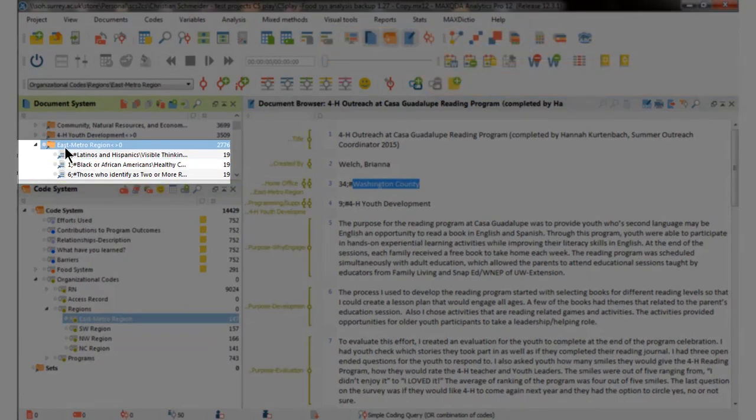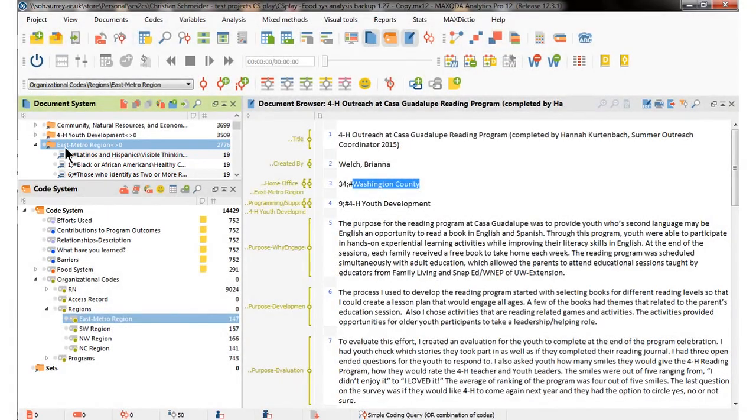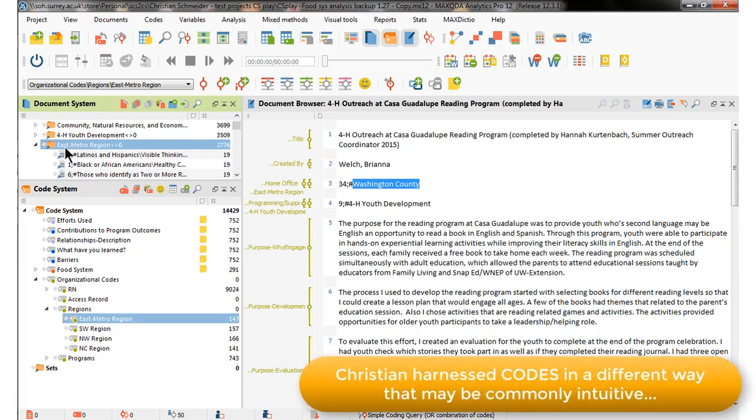Again, I'm not showing you how to operate the software to make this happen in this video, as that's not our current focus. The point is that for the purposes of this particular analytic task, Christian was harnessing codes at the tactics level in a very different way from the commonly intuitive way of representing concepts at the strategies level.